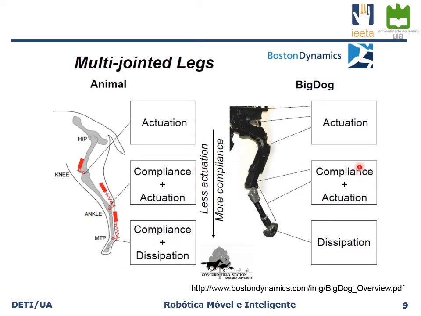If we look into the Big Dog solution, they also have the actuation level on the top part of the leg. Then you have compliance and actuation, so there are springs and hydraulic actuators. And there is also the dissipation part on the bottom, which is basically a rubber that can deform under pressure and release the energy in the form of heat. So they actually follow a very similar solution to the one that is present in the leg of any animal.